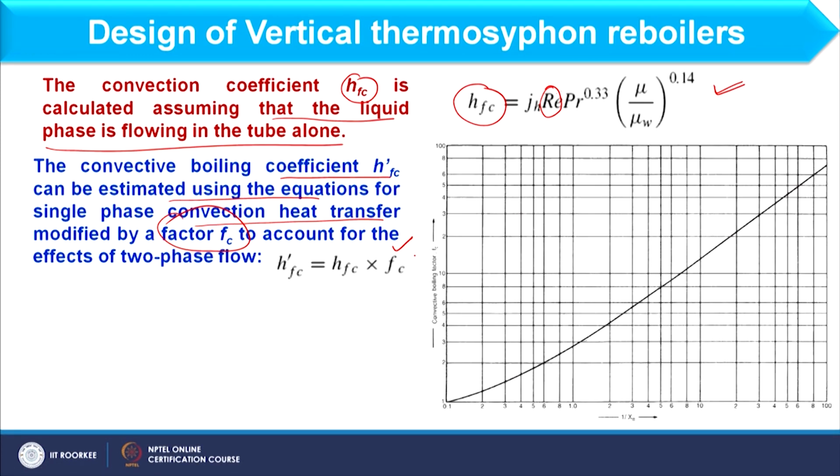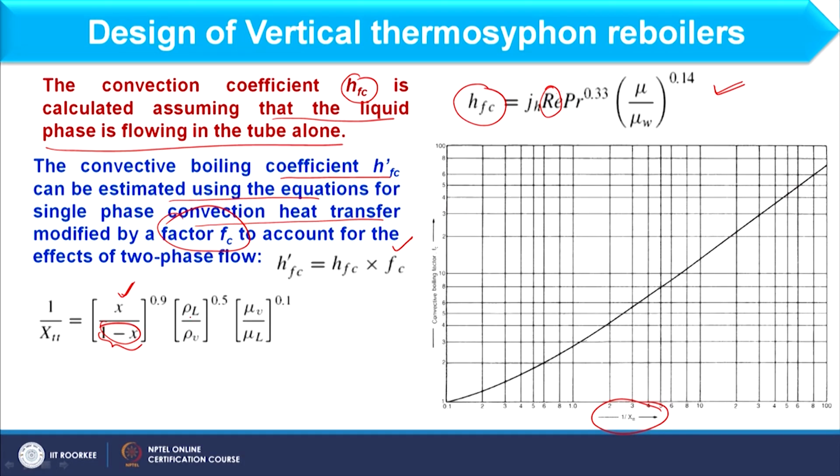So, Fc you can obtain from this graph, where 1 by X_tt is on the x axis. The value of 1 by X_tt you can find from this, where you are considering x as well as 1 minus x. So, this is basically the vapor quality and this is for liquid, and similarly we have liquid and vapor properties, right. So, 1 by X_tt basically accounts for two phase flow, okay, and considering Fc and h_FC we can find the corrected convective heat transfer coefficient, okay. And once you have the value of Fc from the last slide, you can also find the value of Fs.